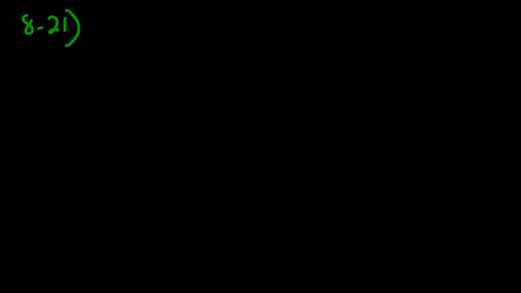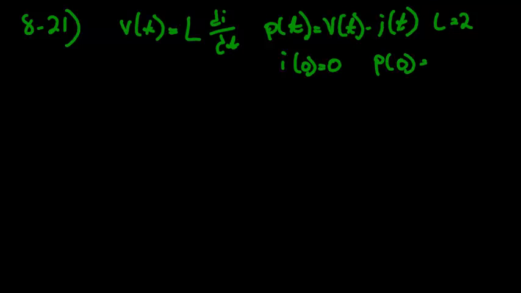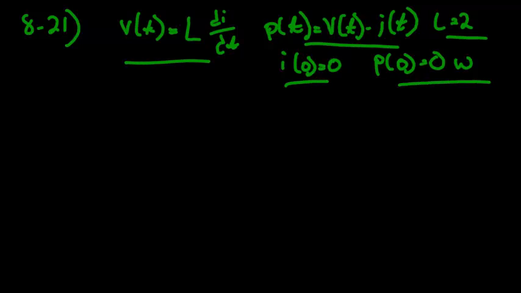So 21 says, given the plot of the voltage, and we're given v of t is equal to L di/dt, and P of t is equal to v of t times i of t, and L is equal to 2, i0 is equal to 0, and P0 is equal to 0. This is what we were given. And we were given this graph of v of t.